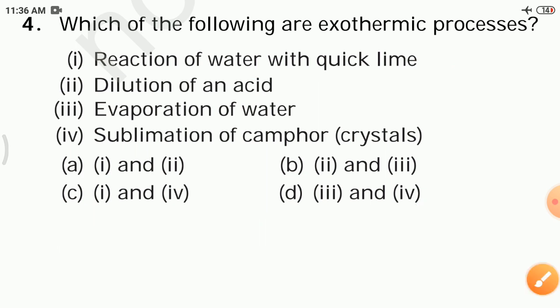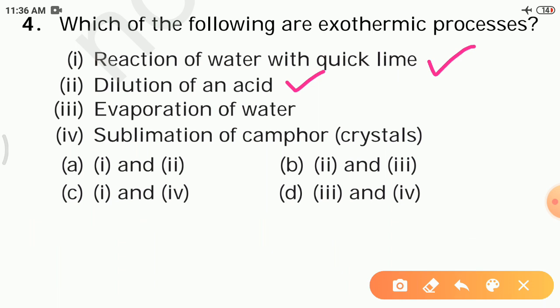Now second is the dilution of an acid. During the dilution of an acid also heat is evolved and the reaction mixture becomes warm. So this is also an exothermic reaction.